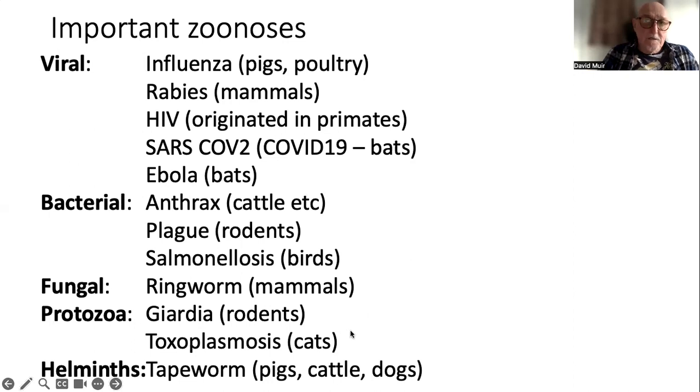Protozoa: there are lots of protozoa which we can acquire from animals. Giardia is one of them. That is a gastrointestinal illness, often called hiker's diarrhea, because people often acquire it from drinking water that has been contaminated with rodent feces when they're hiking. They get thirsty, take a mouthful of stream water or whatever, and acquire this protozoan called Giardia.